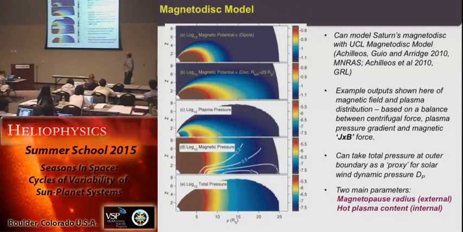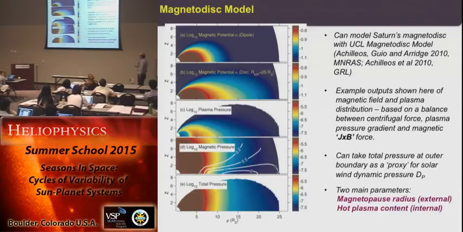Essentially, we build this model of a self-consistent magnetic field and plasma distribution by doing a calculation which balances centrifugal force, plasma pressure gradient, and magnetic force in an axisymmetric system. Now, the real system isn't axisymmetric, but you've got to start somewhere, and you sacrifice some realism to gain some insight. That's what you always do in modeling.